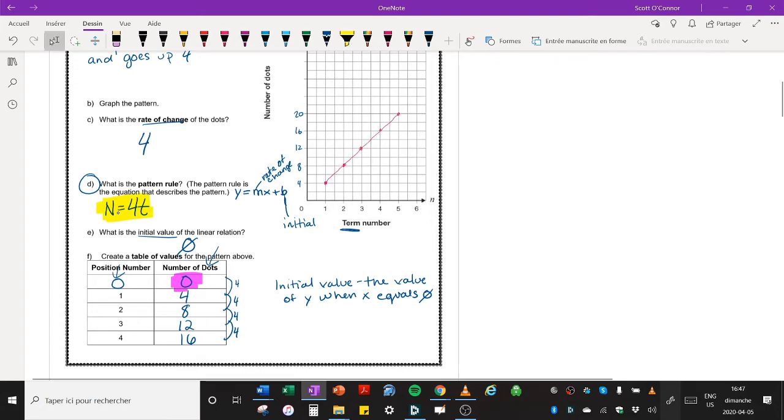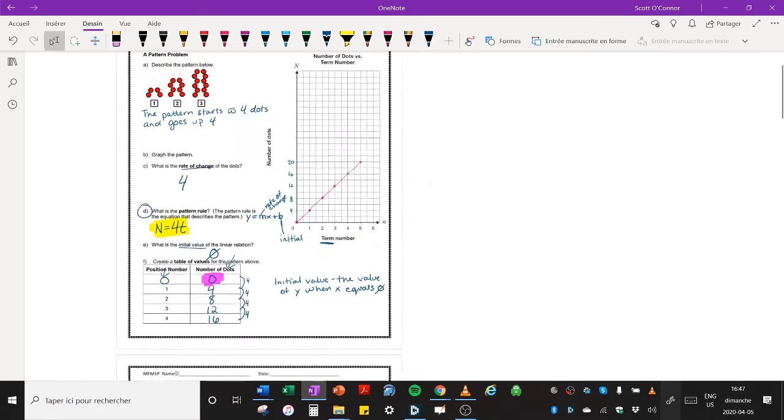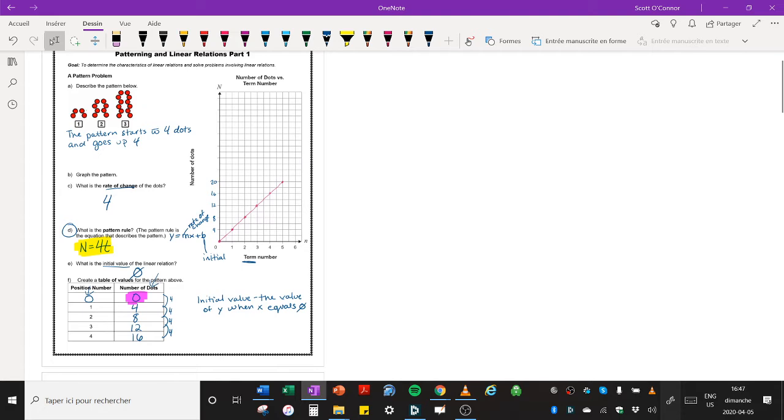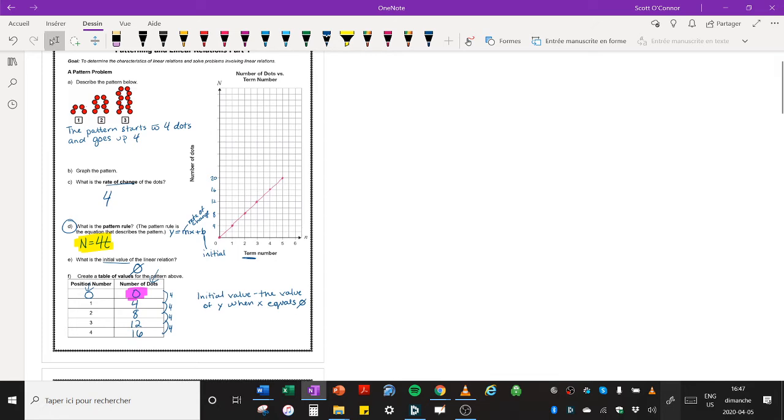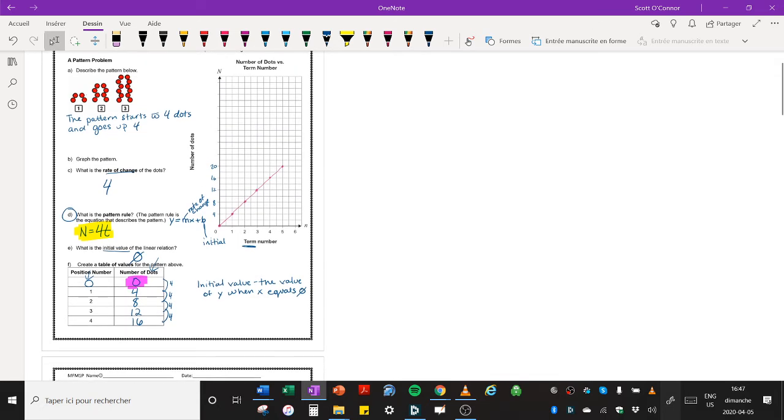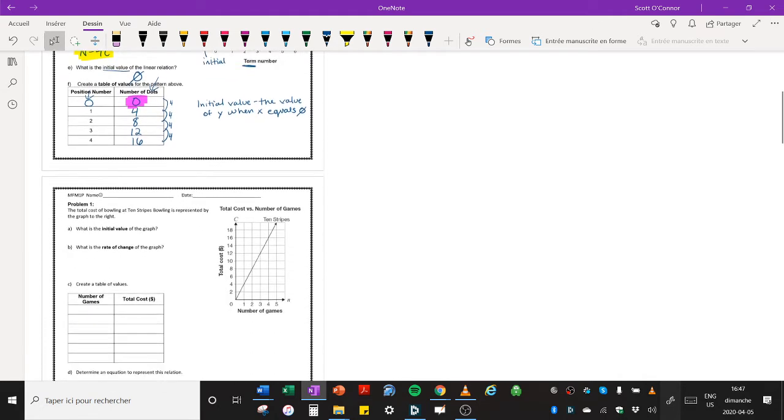n equals 4t. Now I can also finish drawing the graph because we found out that (0, 0) was a point on the graph. So this is another part of that line. Okay, so now we're going to see a more practical application of it, and then we'll look at some other patterns as we go forward as well.